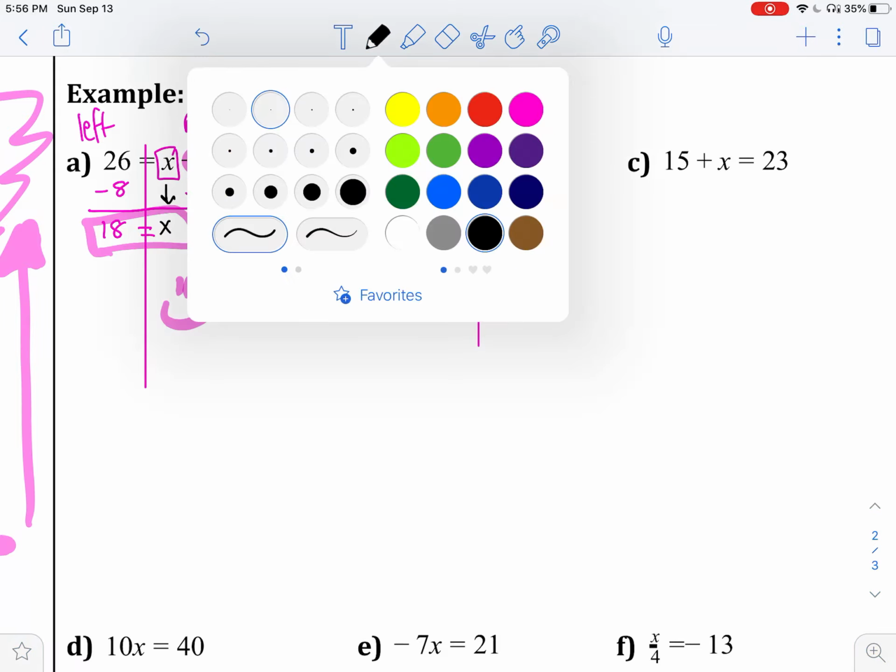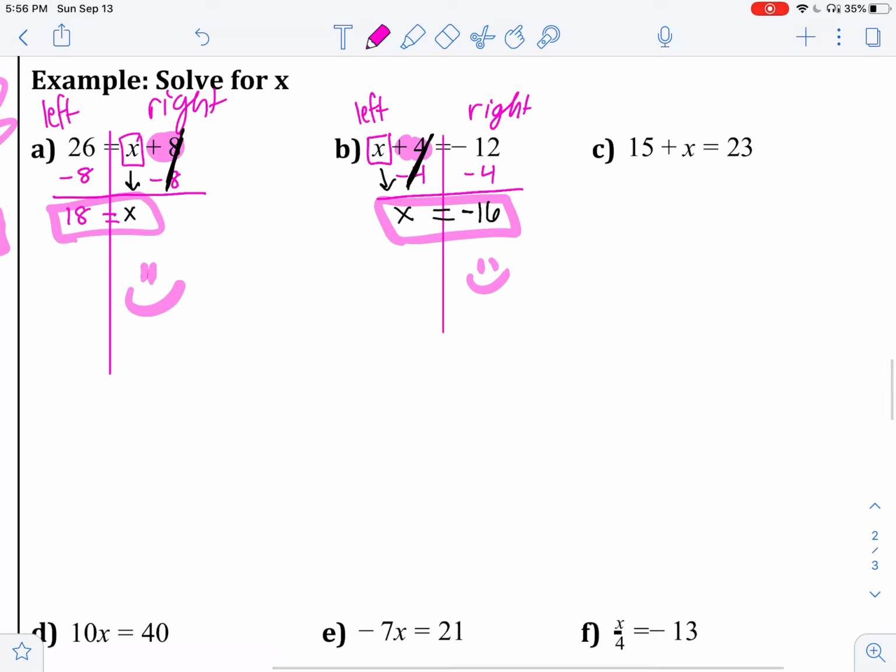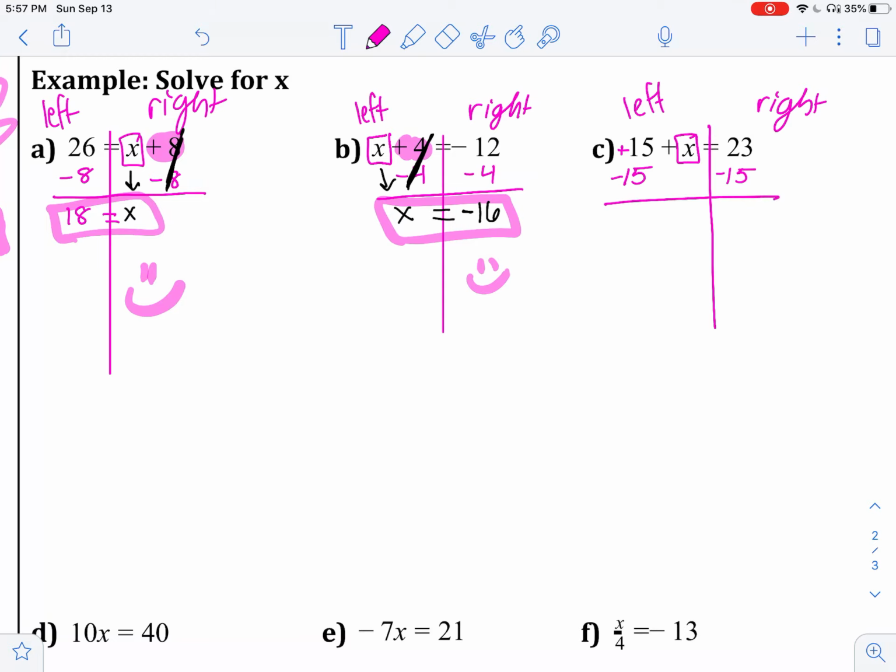All right, let's look at another example. I have 15 plus x equals 23. Drawing my straight line down where my equal sign is, splitting it up into my left-hand side and my right-hand side of my equation. I need to get x by itself, and I have this 15 right in front of it. There's nothing telling me whether it's positive or negative, and since there's nothing, we assume that it is a positive number. So in order to get rid of a positive number, we need to do the opposite of positive or addition, which would be subtraction. So I'm going to subtract this 15 from both sides.